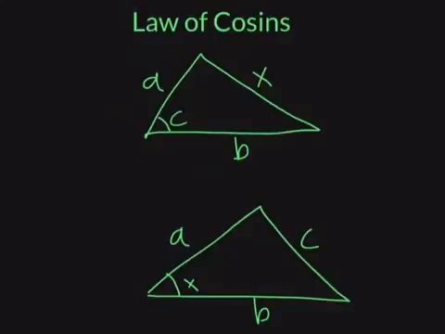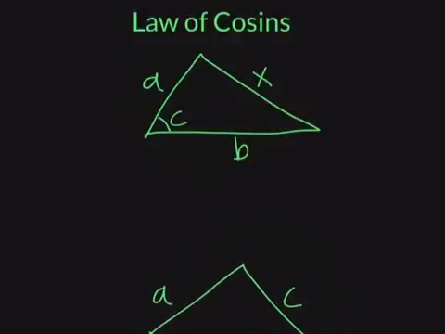Here we have a triangle. We have side A, side B, and angle C, and we're trying to find angle X. The law of cosines is much more complicated, and it's a little bit harder than the law of sines in my opinion, because the equation that I'm going to write is really long.